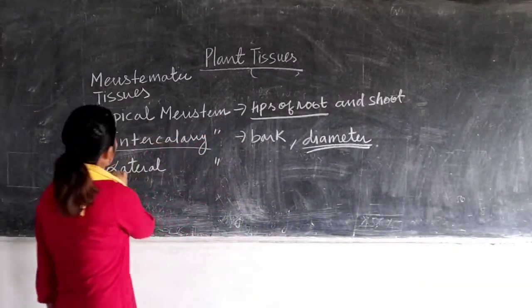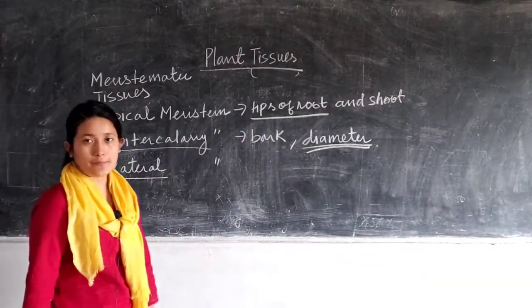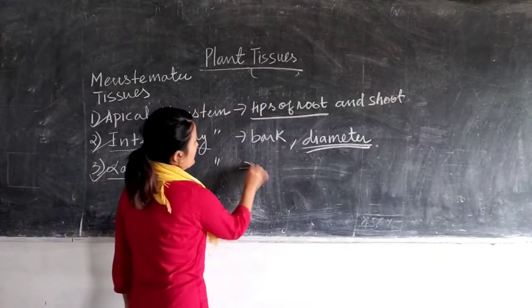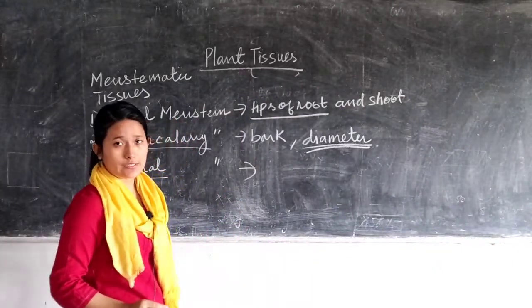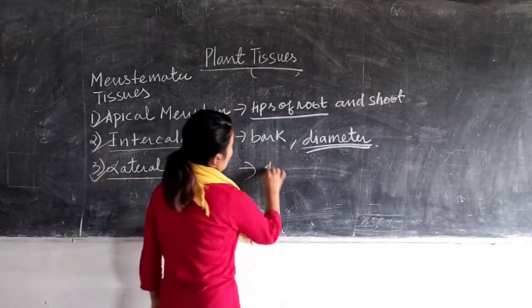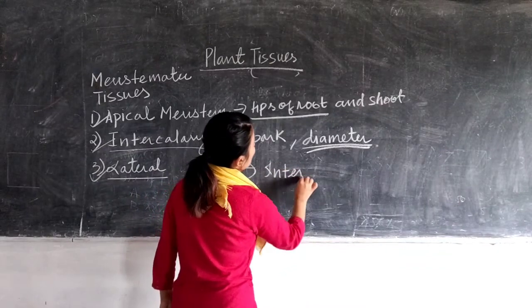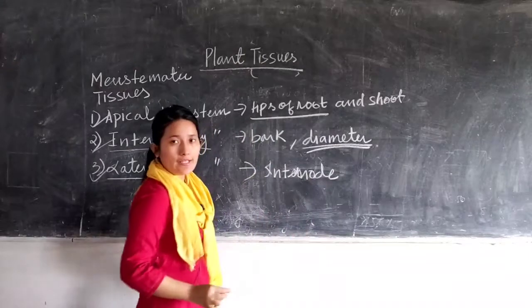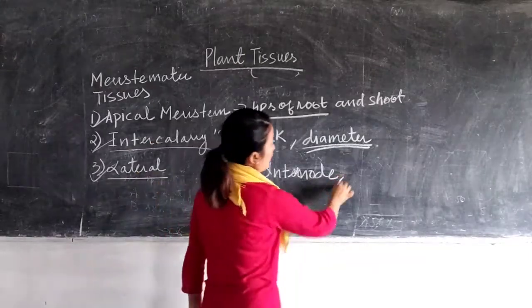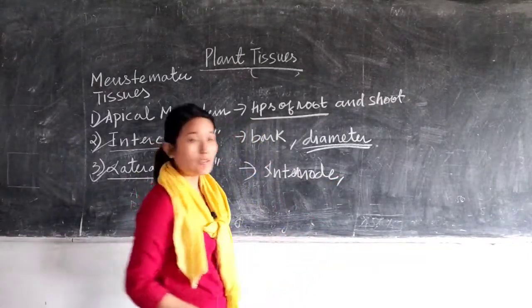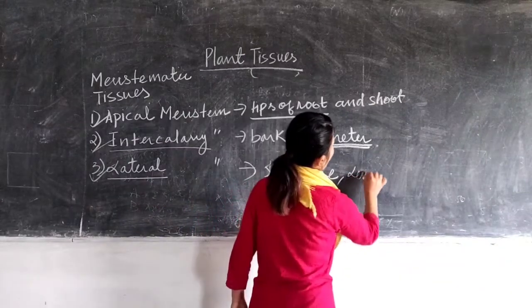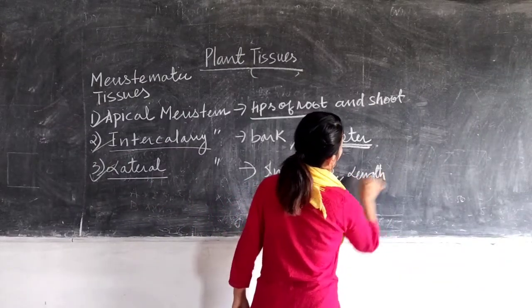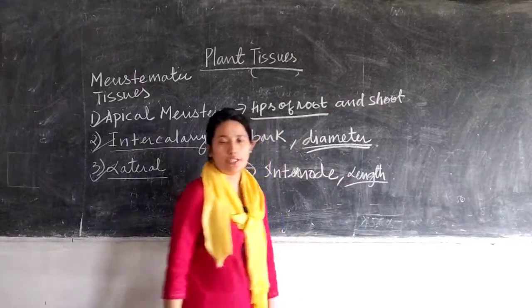Now next, coming to the lateral meristem. The lateral meristem is present in the internode region, and hence helps in increasing the length of a plant organ.